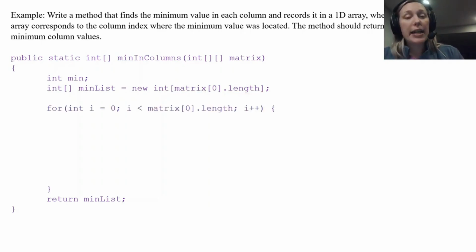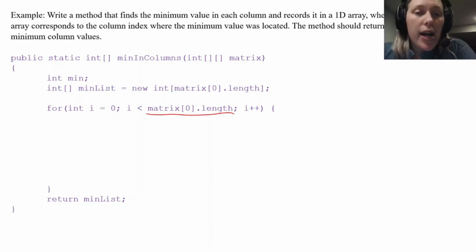I already decided that I want to fix my column and traverse through my rows. So my outer loop here, I just wrote the outer loop for a moment. My outer loop is going to be traversing through the columns. So you'll notice I have the matrix 0.length. Okay, so it's traversing through the columns.